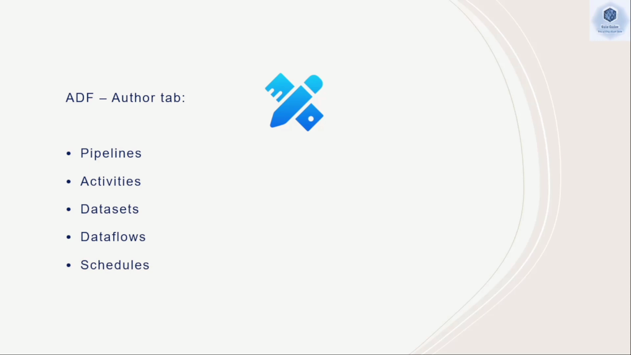Also we can use scheduling from the Author tab. Here you can provide triggers. Based on the triggers you can schedule your pipelines on an hourly, daily, or monthly basis, or you can set up triggers with certain custom actions, so that they work based on events. If a file has been updated or deleted in Azure Blob Storage, then you can trigger the pipeline accordingly. All these components are the main things available in the Author tab.